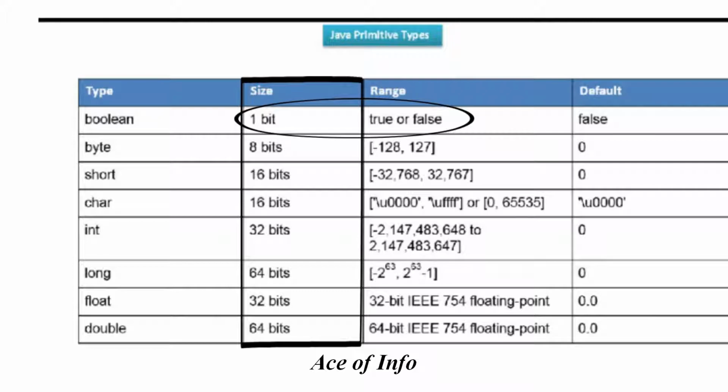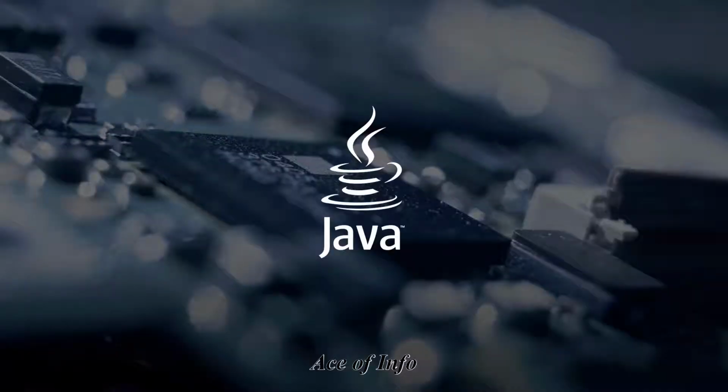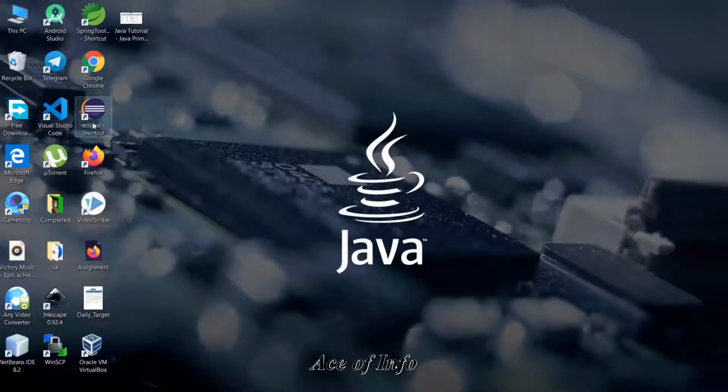Now int type, short for integer, this type can save up to 32 bits. So for all numbers in this range, we can use int. Double we can use to store point value numbers like let's say 5.25, and we can store up to 64 bits. So we will see how this works with examples.